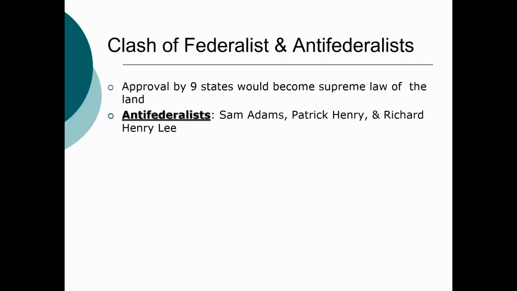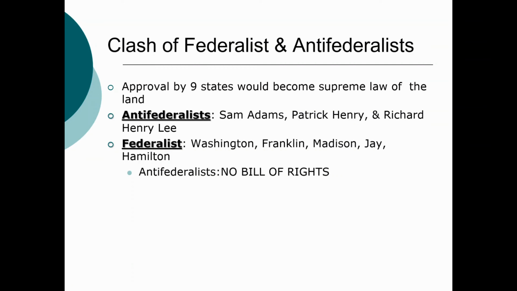There will be some people that were not involved in this Constitutional Convention that will become the leaders of the people that oppose the U.S. Constitution. They'll be called the Anti-Federalists: Sam Adams, Patrick Henry, Richard Henry Lee. And then you'll have the Federalists, the people that support this new form of government: George Washington, Benjamin Franklin, James Madison, John Jay, Alexander Hamilton. One of the big complaints of the Anti-Federalists was that the government was too powerful. It gave the executive branch too much power, and also it had no Bill of Rights.